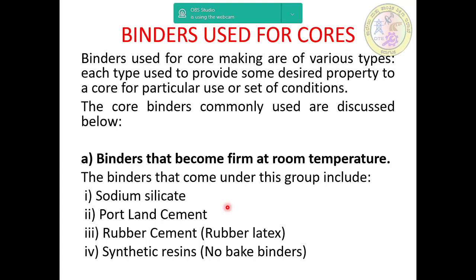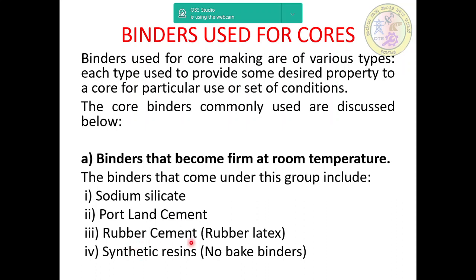Next one is Portland cement. This is the second type. Here Portland cement is mixed with silica and water to prepare a core of desired shape, after which it is made to set in a room for about 72 hours. The strength developed with this binder is very high and hence preferred for heavy steels and some grey iron castings.